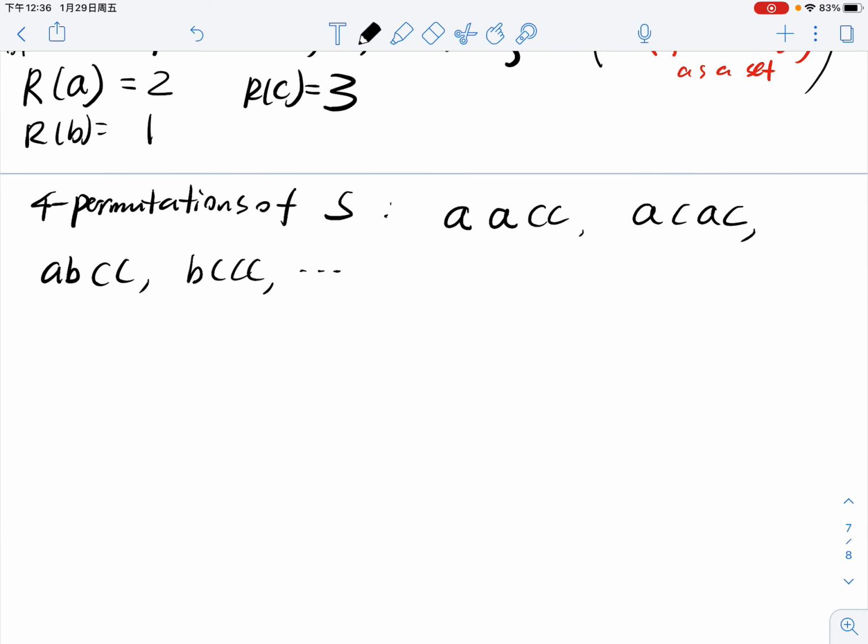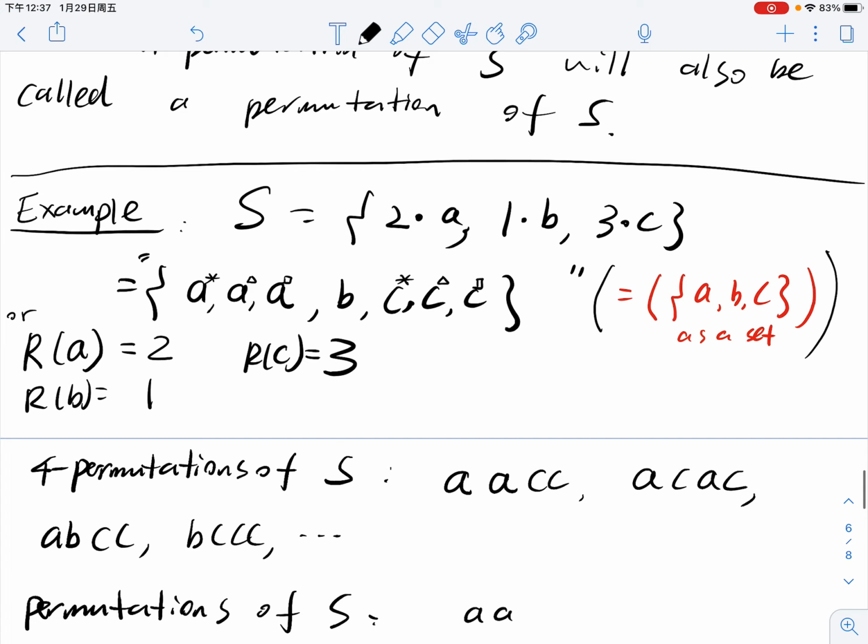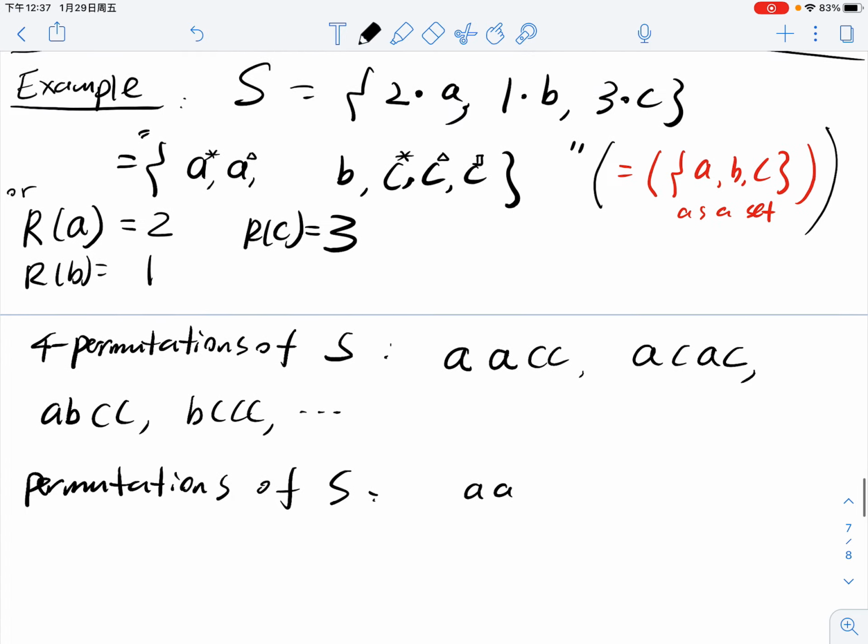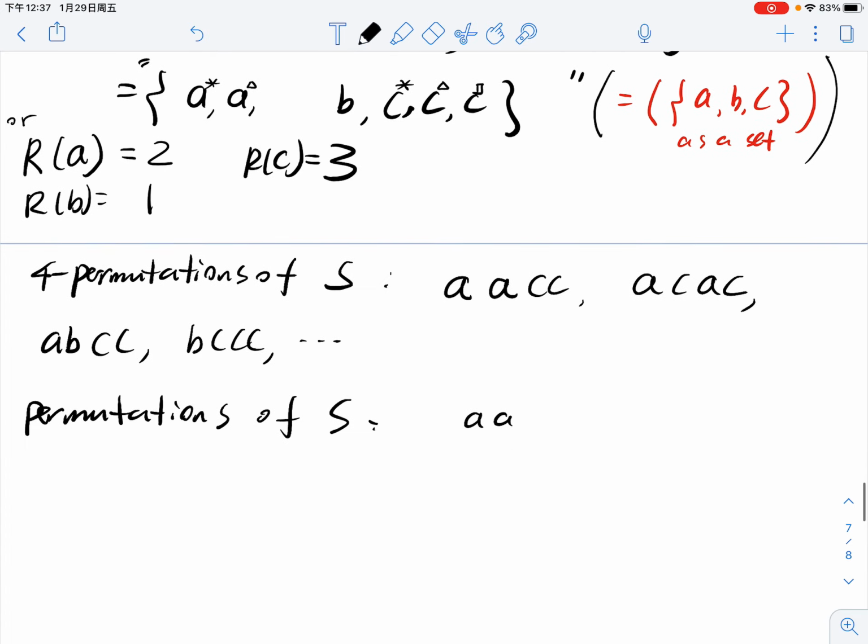And permutations, then you need to include everything. Sorry, you only have 2 A's here. Permutations will be A, B, A, C, and A, B, C, A. You can change the positions.